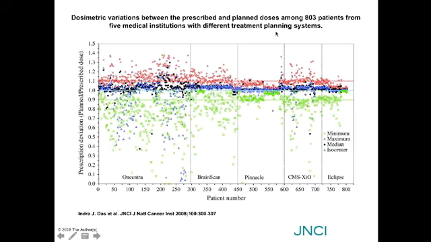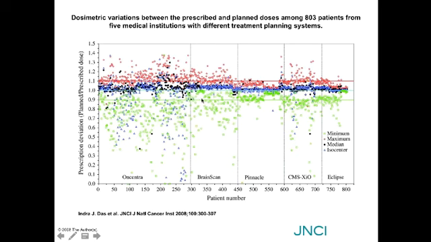Here's some data on this. This is a study quoted in ICRU 83. This is led by Indra Das, where they looked at prescribed doses versus planned doses in 800 patients at 5 institutions and different planning systems. So ideally what you would want is that the prescription dose matches the planned dose. So the value should be 1, the ratio should be 1 here. But you'll see that it's not. There's a lot of variability. And you'll see it can go from 50% to above 40% in the outliers.